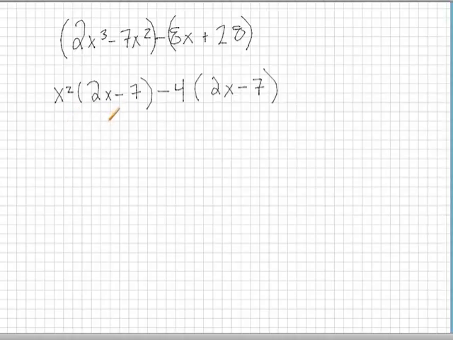You know you've done the factoring by grouping correctly if you look at your factors and you see that they're the same. We have another common factor here, which we can now factor out again. So we're going to factor out 2x minus 7. And if we do that, what we're left with is x squared minus 4.